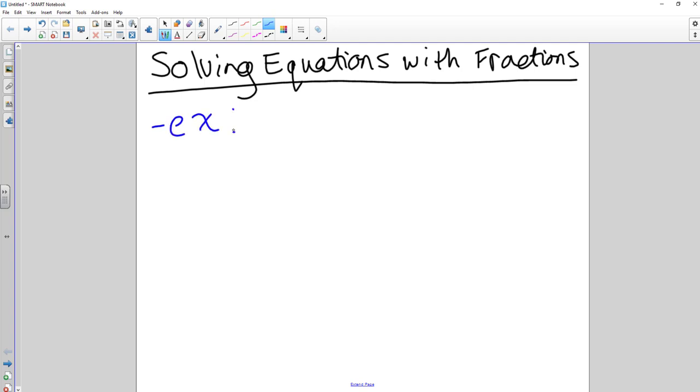So let's say, for example, I have 7x divided by 4 equals 3. So here I have an equation with a fraction. This equation is just one fraction equal to a number. So one strategy I could use on this is cross multiplying. If I put the 3 over 1 and then cross multiply, I'll have 7x times 1 is 7x, 4 times 3 is 12.